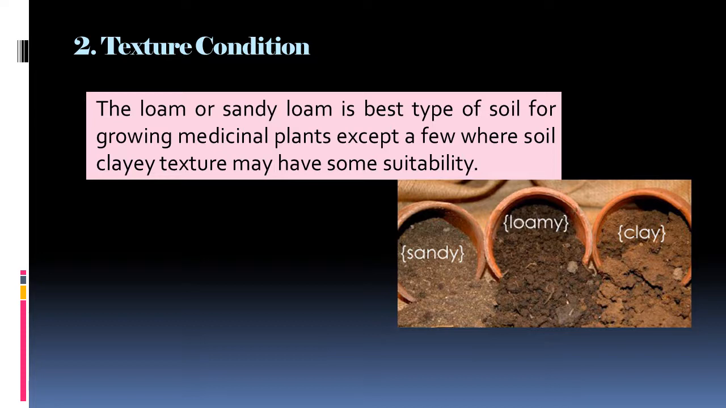Second is textural condition. The loam or sandy loam is no doubt the best type of soil for growing the ornamental plants, except a few where soil of clay texture may have some suitability. It needs pointing out that soil having higher clay content is unsuitable for growing such plants which develop thick and fleshy roots. The textural condition of the soil may, however, be improved to a considerable extent by regular application of organic manure in relatively high amounts over some time.